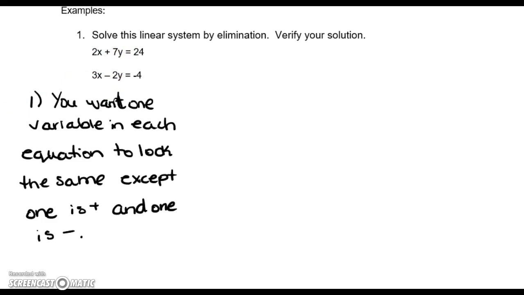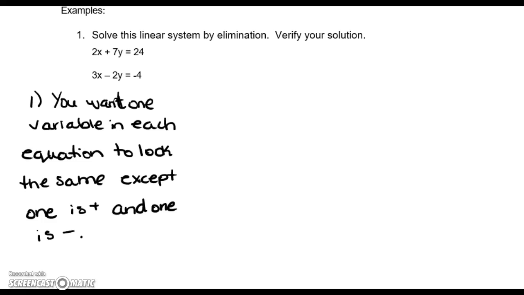So typically you want to try and go for the easy route, where you only have to change one. Like say if this were an 8y, then you'd only have to times this equation here by 4 to make them the same. But in this case here, it's a little bit more complicated, just because all of those numbers are prime, so we can't just change one equation.